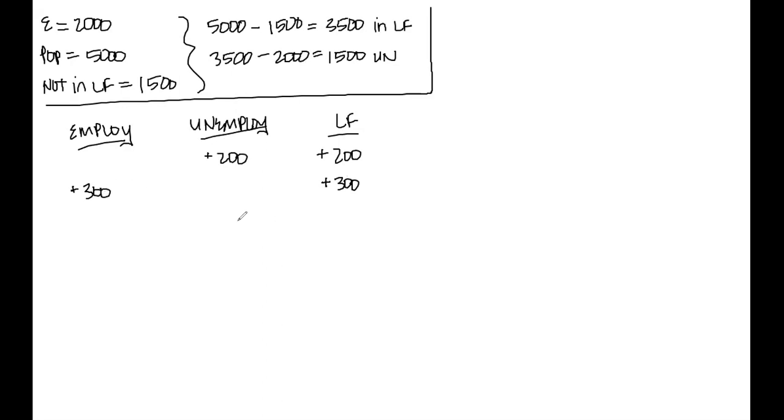The next one says they're going from employed to not in the labor force, and that's 150. So if they're leaving employed, that means 150 people are leaving the employed. And if they're moving out of the labor force, that means 150 people are also leaving the labor force. The next one, 150 people are going from employed to unemployed. So 150 people are leaving employed, and we can add that 150 people into the unemployed column.